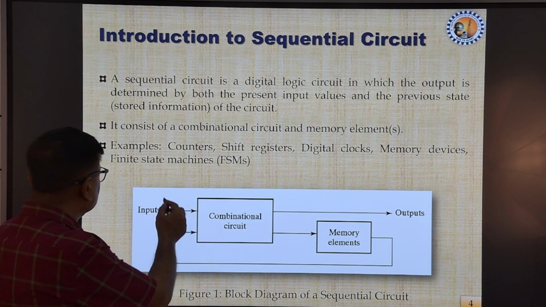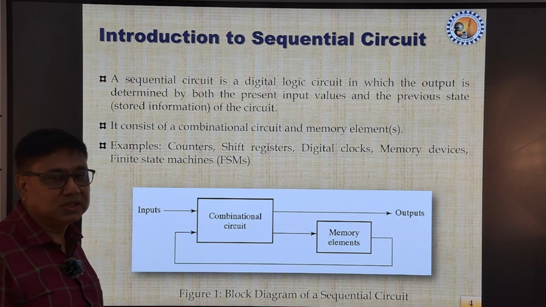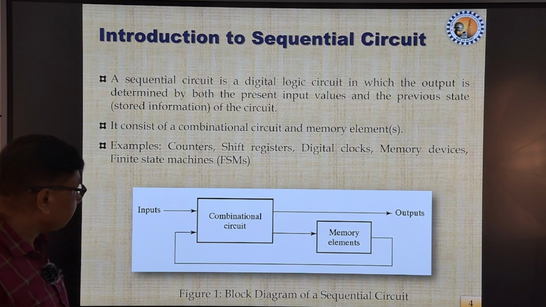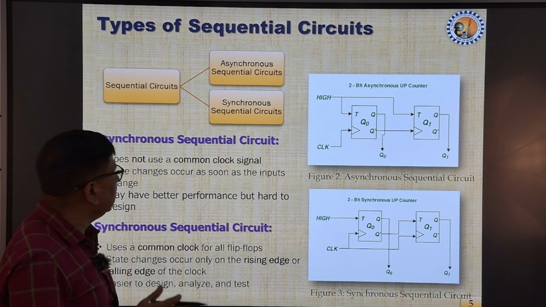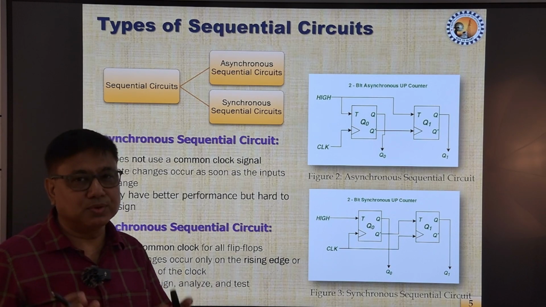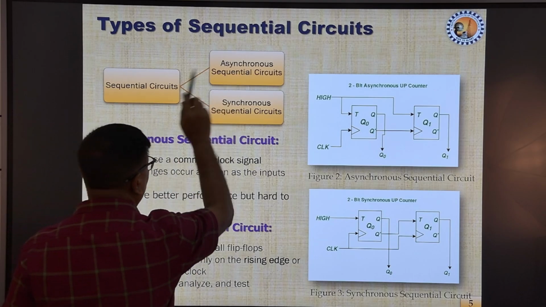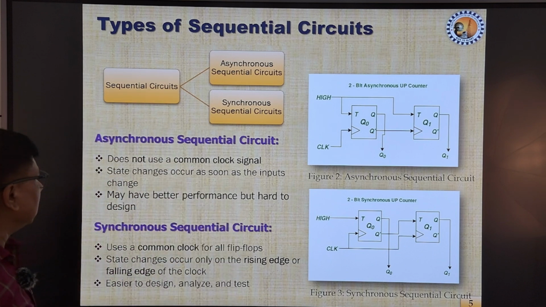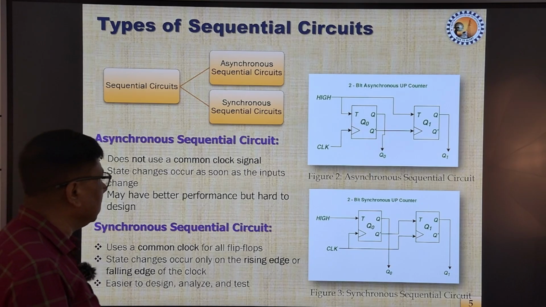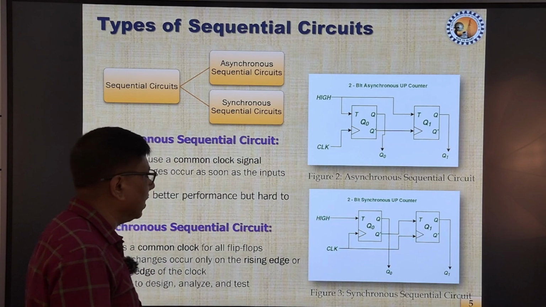Some examples of sequential circuits are counters, shift registers, then a digital clock, memory devices, state machine, etc. Now, when we enter inside the sequential circuit, we find there are basically two types of sequential circuits available. As this diagram depicts, one is called asynchronous sequential circuit and the other one is called synchronous sequential circuit. To understand the fundamental difference between them, let us focus on these two, figure 2 and figure 3.